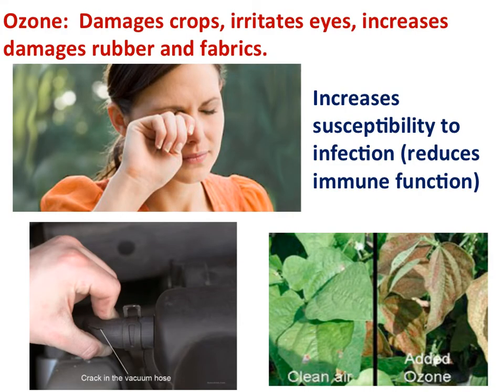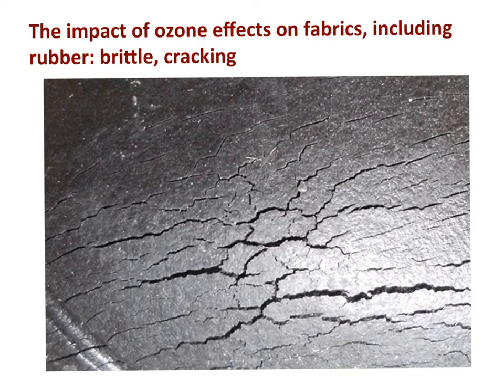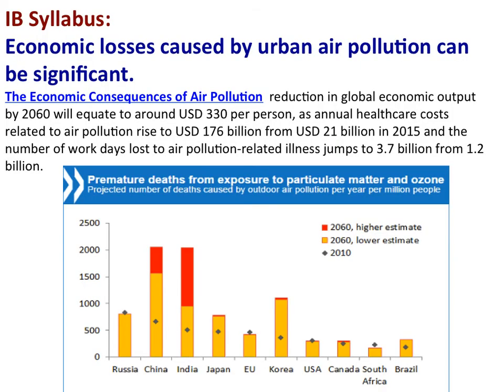Ozone, tropospheric ozone, damages crops and forests, irritates eyes, causes respiratory problems, increases susceptibility to infection, and damages rubber and other fabrics. Ozone damages fabrics by making them more brittle, more likely to crack. Smog, including ozone, has negative effects on local economies.